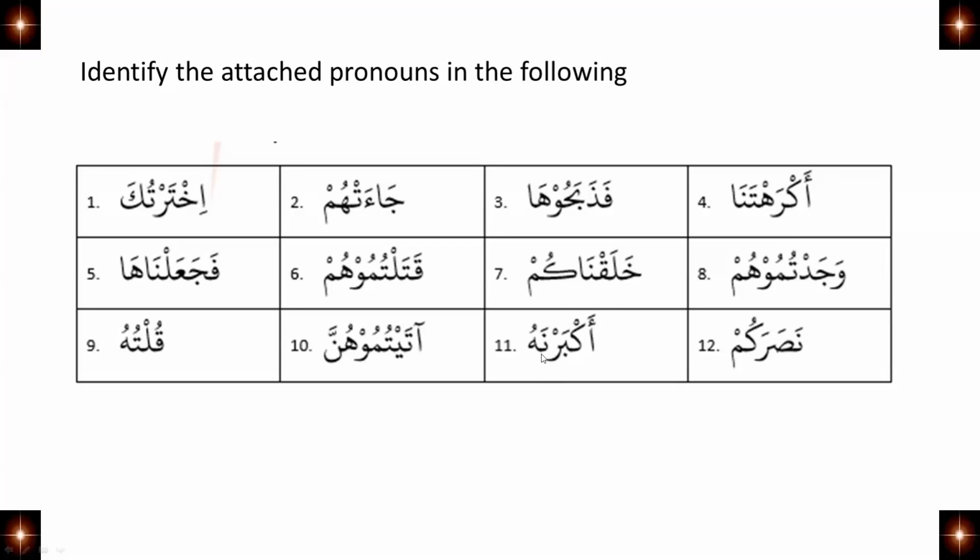So akbar is the fi'il, hunna is the fa'il, hu is huwa. Yes, yes. Akbarna, hunna, akbar, then hunna, and then huwa. Fi'il fa'il maf'ul. Very good, very good. Okay. The last one is nasarakum. Of course, this one is the easiest. Nasarakum.